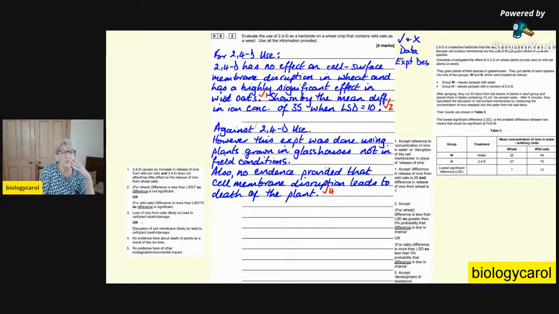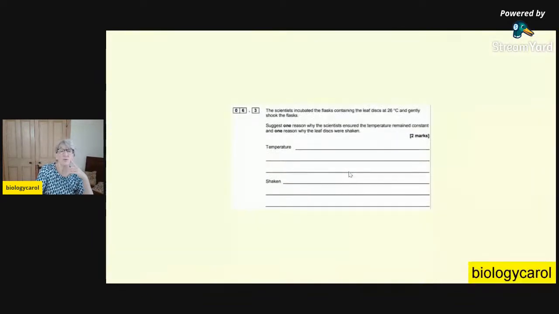What did I not think of? Right, I did not think of this one, that the loss of ions could easily have brought about damage or death to the plant. I did think of 4, but I didn't think of 3, and I wasn't thinking of things outside, as it were, the remit of the experiment. So I ended up with 3 marks. I thought I only got 2.